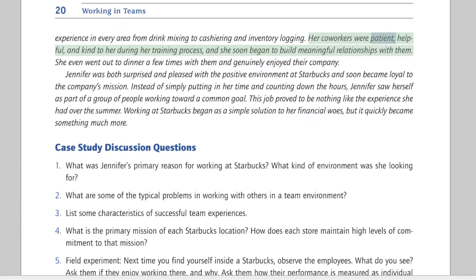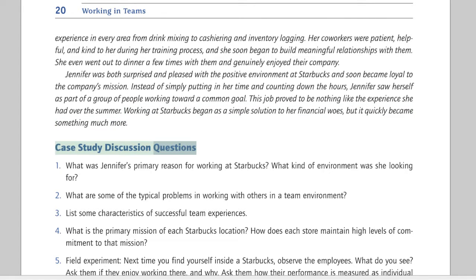Her coworkers were patient, helpful, and kind to her during her training process, and she soon began to build meaningful relationships with them. She even went out to dinner a few times with them and genuinely enjoyed their company. Jennifer was both surprised and pleased with the positive environment at Starbucks and soon became loyal to the company's mission. Instead of simply putting in her time and counting down the hours, Jennifer saw herself as part of a group of people working toward a common goal. This job proved to be nothing like the experience she had over the summer. Working at Starbucks began as a simple solution to her financial woes, but it quickly became something much more.